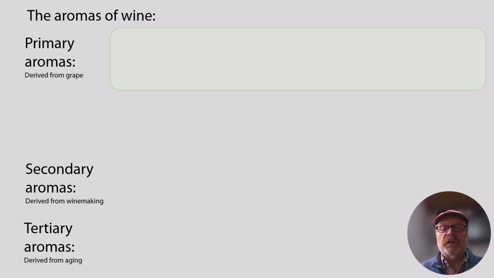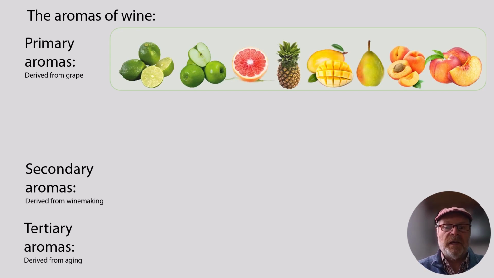So let's review the primary aromas in white wines. What I have done for this explanation is I have picked three of the most common grape varieties, and we will check what the aroma profile of each of these grape varieties is. So in the white wines, the most common aromas, at least for the explanation that we want to do today, are lemon, green apple, grapefruit, pineapple, mango, pear, apricot, and peaches.